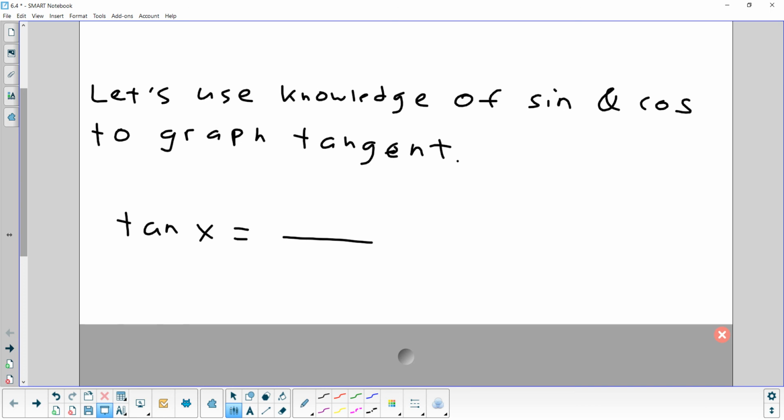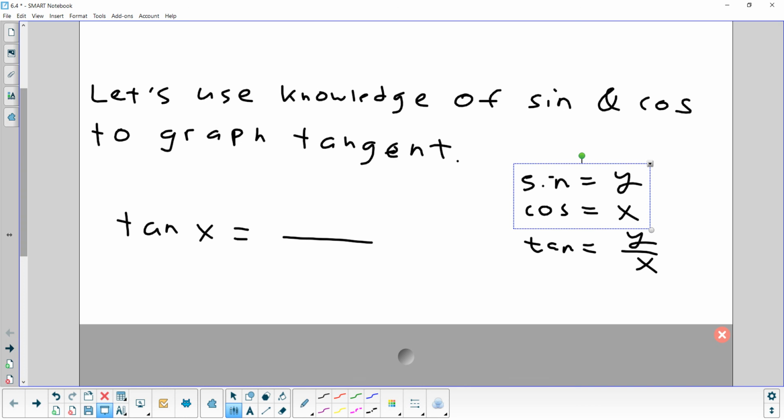So if you remember when we studied unit circle trig, sine was y, cosine was x, and tangent was y over x. That was section 6.2. So what does that mean tangent could really be rewritten as using this idea? Sine is y, cosine is x, but tangent is y over x. So tangent is really sine over cosine.